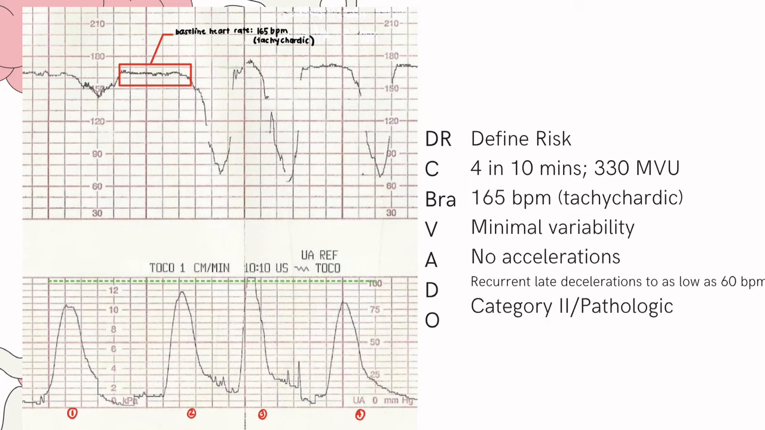The baseline heart rate would be 165 BPM, which means that the fetus is also tachycardic, with a minimal variability and no accelerations were identified. In this CTG tracing, we can identify recurrent late decels to as low as 60 BPM. With this CTG tracing, the overall impression would be Category 2, pathologic.